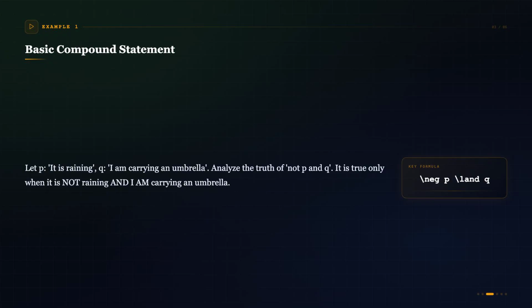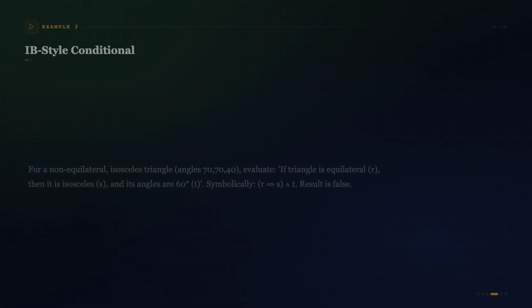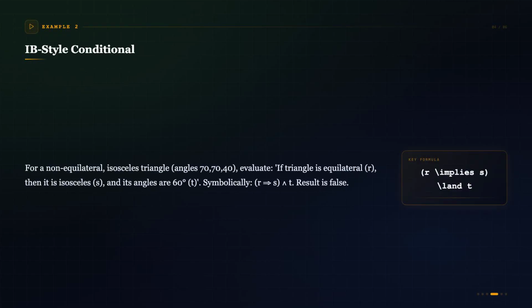The crucial thing to understand is when a conditional statement is false. It is false only when the first part, P, is true, but the second part, Q, is false. In our example, the statement would be false if we found a number divisible by 10 that was not divisible by 5, which is impossible.